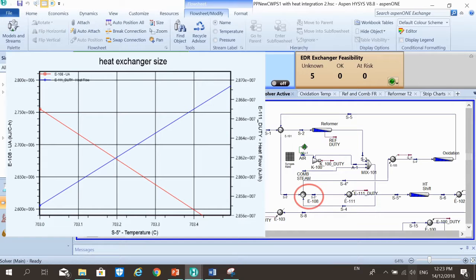We will take heat exchanger E-108 as an example. From this graph, we will take the intersection point of UA of the heat exchanger and the duty of the corresponding heater, which is E-111 as shown in the picture, to find the optimal inlet stream temperature for the heat exchanger. It is around 703.19 Celsius. From this, we are able to obtain the necessary 3 variables needed to size our heat exchangers, so as to minimize our wastage of utility and resources.